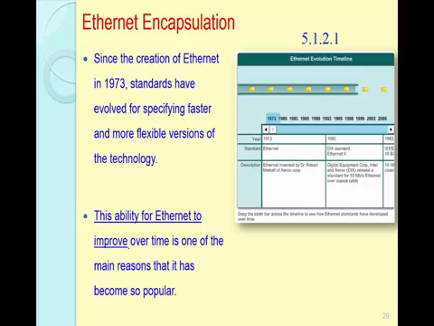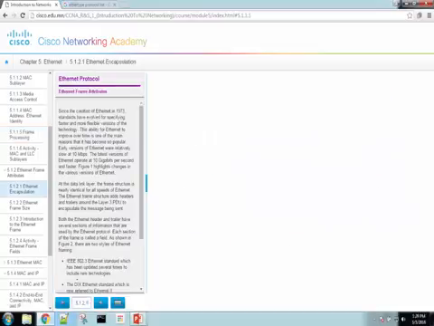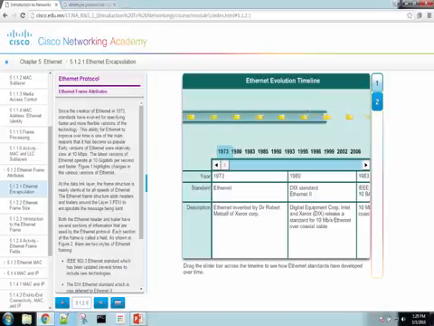Okay, so let's look at one of the great things about Ethernet, and the reason it became the universal de facto protocol used in LANs: its ability to improve over time. So let's look at its history, which is beneficial in its own right, but we will also need it in our further discussion. Okay, so where did Ethernet start?